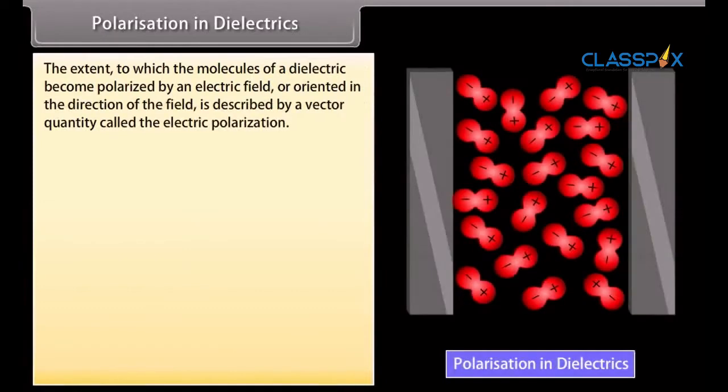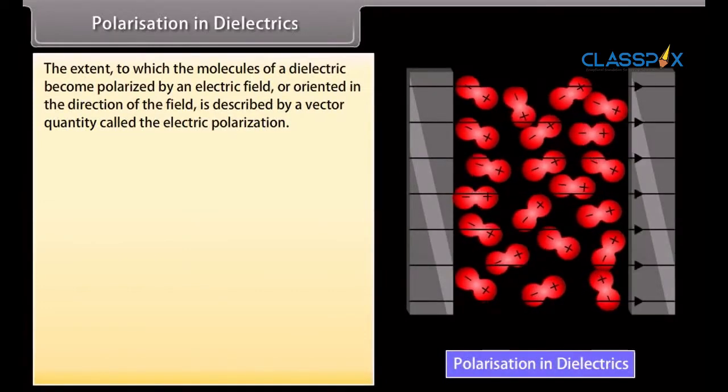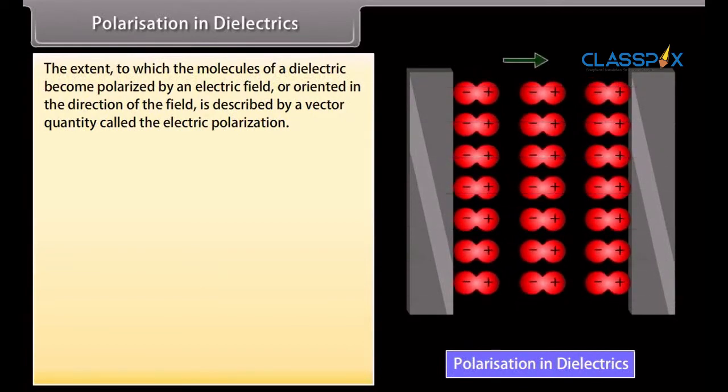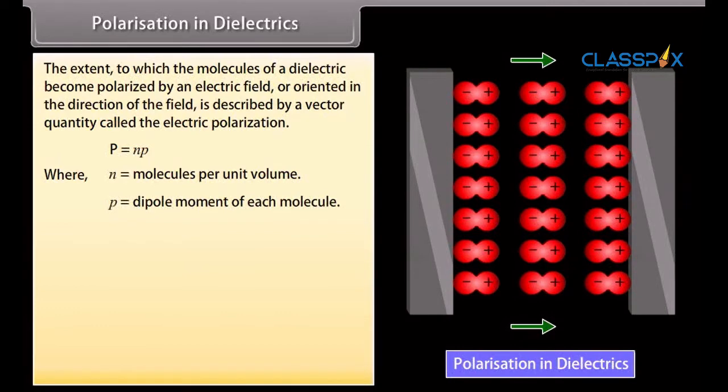Polarization in dielectrics. The extent to which the molecules of a dielectric become polarized by an electric field or oriented in the direction of the field is described by a vector quantity called the electric polarization. P is equal to Np, where N is equal to molecules per unit volume, and p is equal to dipole moment of each molecule.